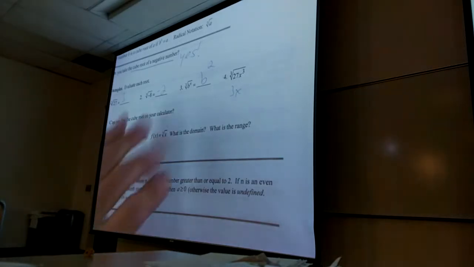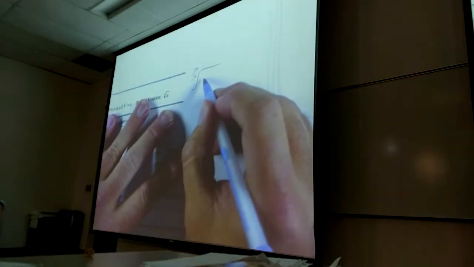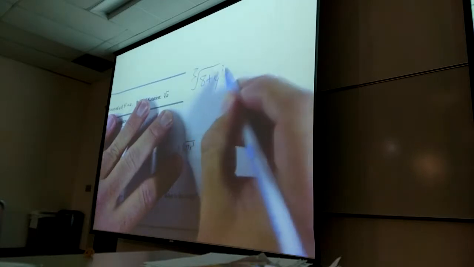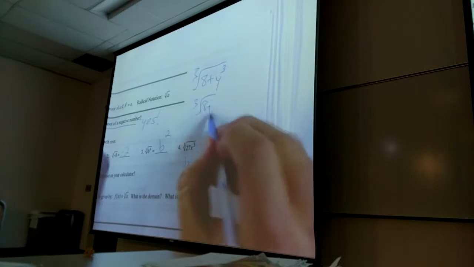Now, let me start to lay the foundation of this. What is the cube root of, let's see, 8 plus y cubed? Nope, I can't do that. The cube root of 8y cubed is 2y. No problem, because roots are powers. Powers play well with multiplication. Powers do not play well with addition, subtraction. The first one I cannot do.